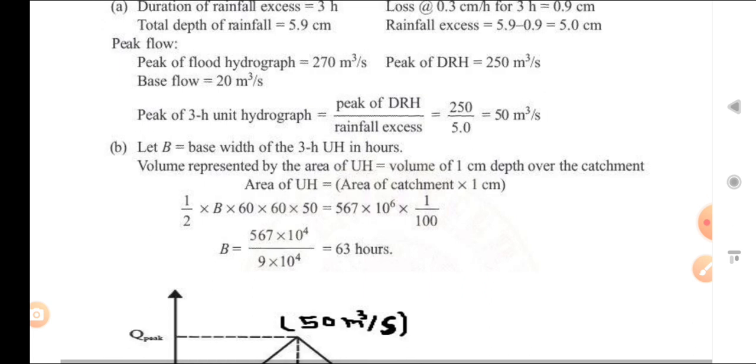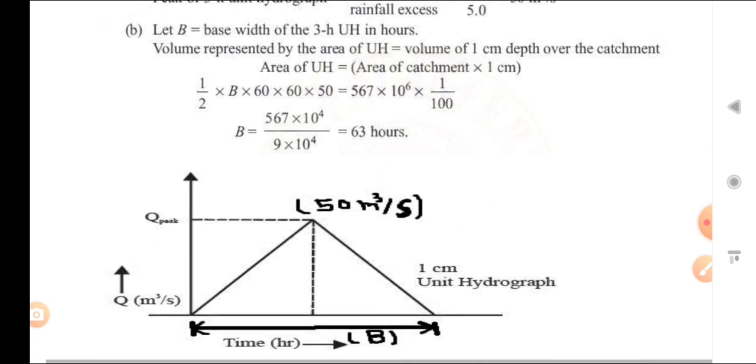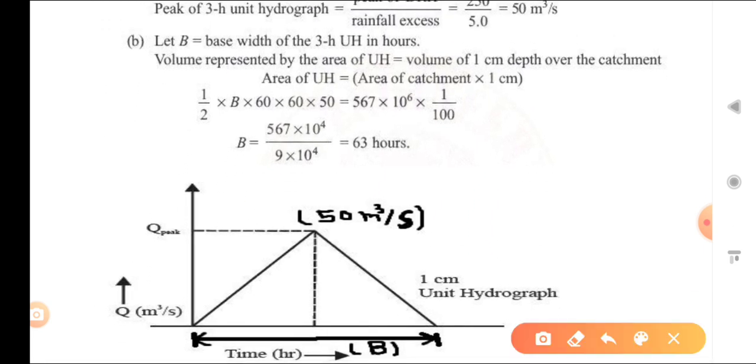So you can see, you know the unit hydrograph shape is triangular, and they are finding the base width, which we assume to be B hours. And the area is also given. How much area is given? That is given as 567 kilometer square.